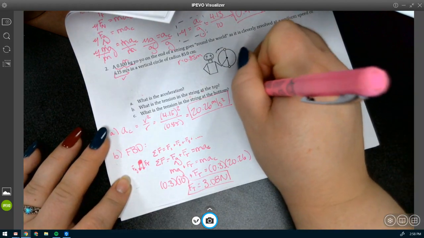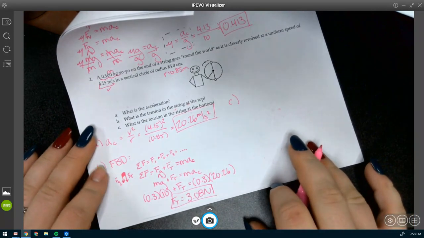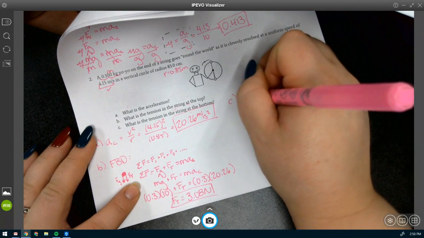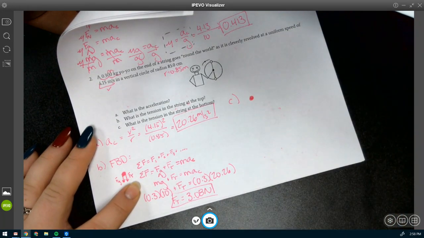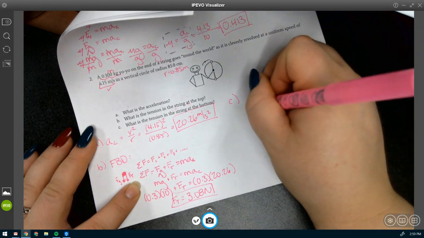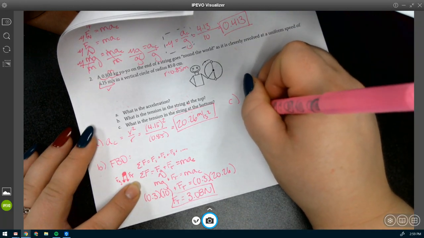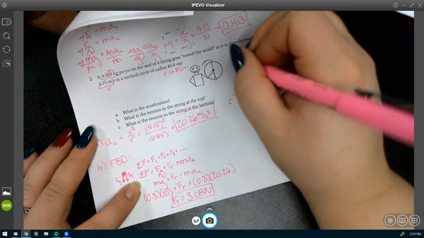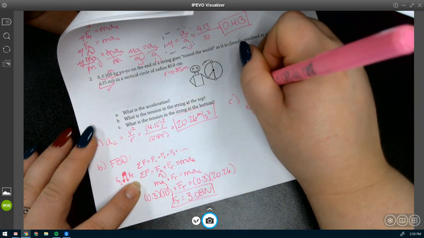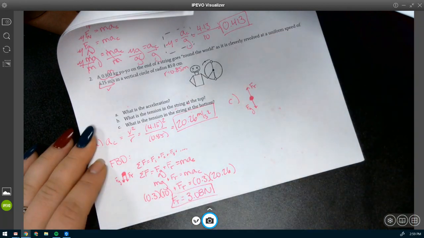So the difference in part C is now we're at the bottom. And so our setup is still the same, except when we draw our free body diagram, at the bottom of this circle, we still have the force of gravity pointing down. But now our force of tension is pointing up. Into the circle is positive. Yes. Yep, into the circle is positive.